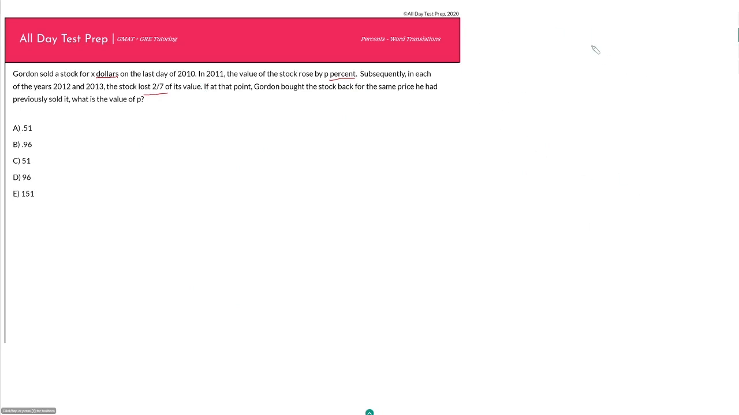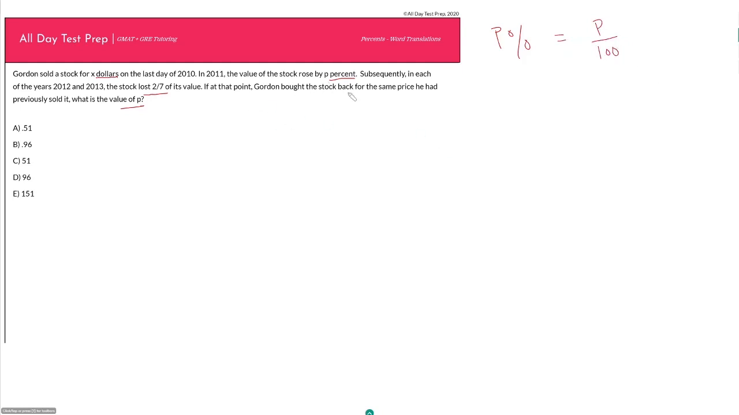So what does P% mean? P% is not equal to P. Now, they're not asking us to solve for P%. They're asking us to solve for P, but we still need to know what P% is. So P% means divide by 100. So P% is P over 100.